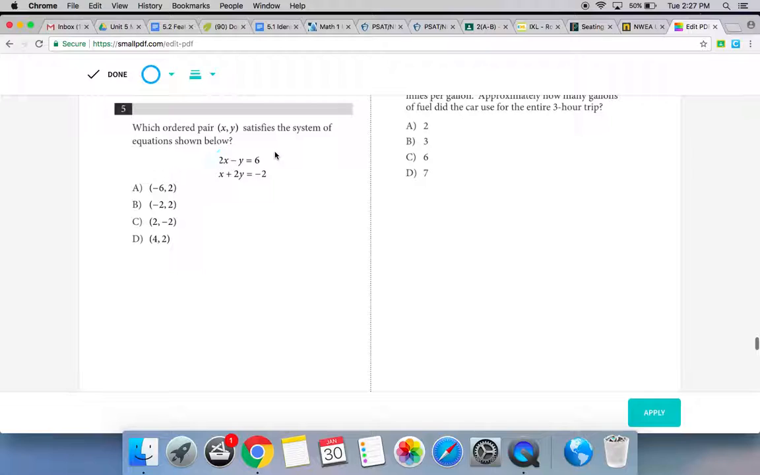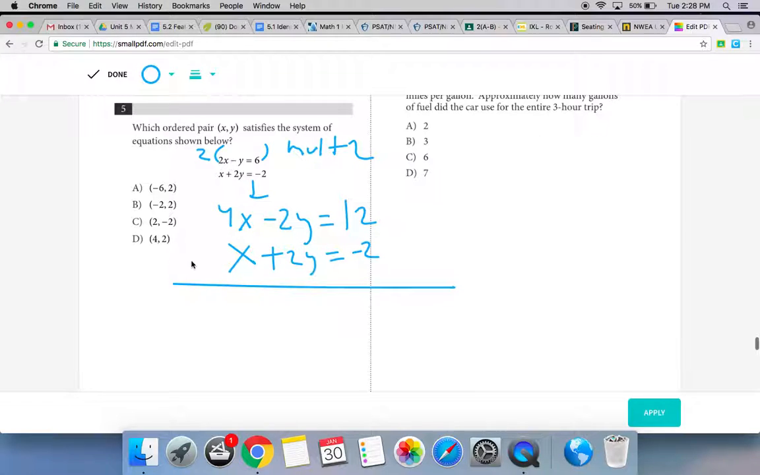I'm going to multiply the first equation by 2. That's going to give me 4x minus 2y equals 12. And the second equation was x plus 2y equals negative 2. So my first step is just to multiply the first equation by 2, and I get this equation right here. Now I'm going to add them. And that's going to eliminate my y so I can solve for x.